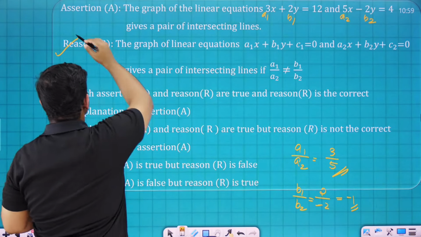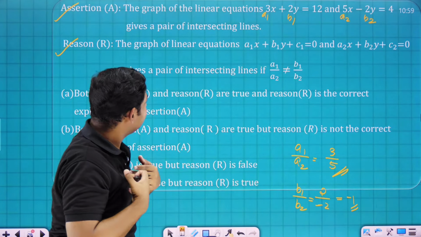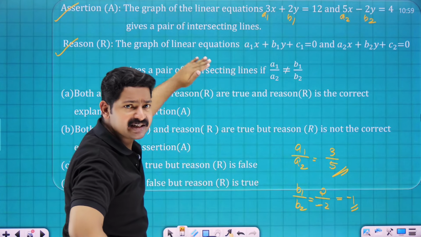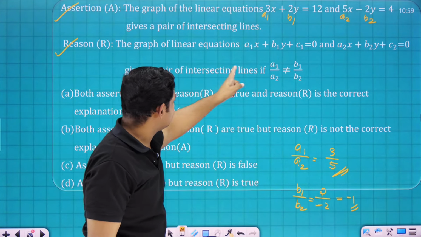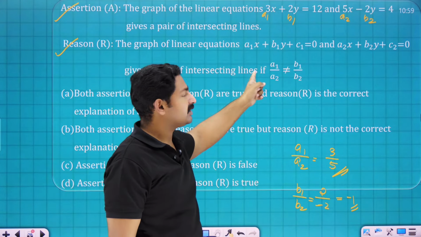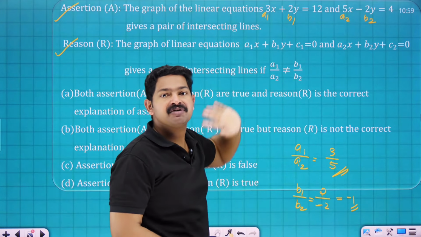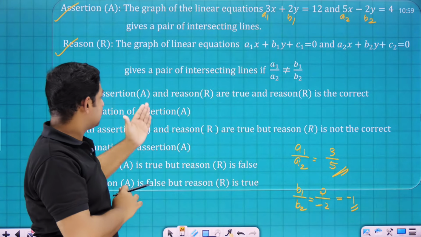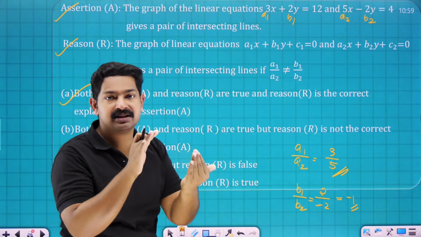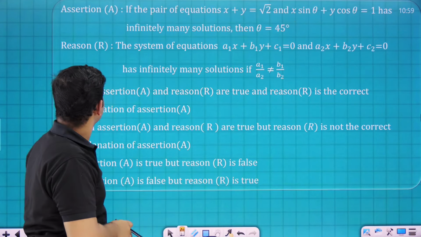We already got that the reason is also true. So both assertion and the reason are true. Now we need to check, is the reason the correct explanation for that? Yes, that is given, because it is given that if the pair of lines are intersecting, then definitely a1 by a2 is not equal to b1 by b2. That is the condition for the first one. Okay, so option A is the correct answer, that is, assertion and the reason are true, and the reason is the correct explanation of the assertion.